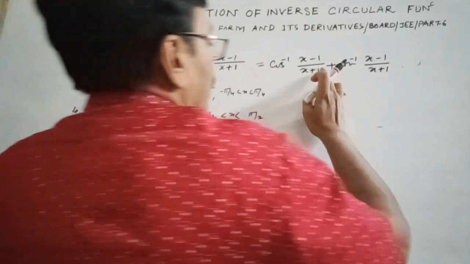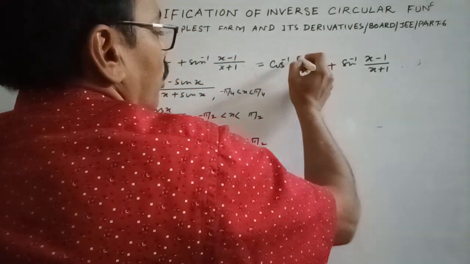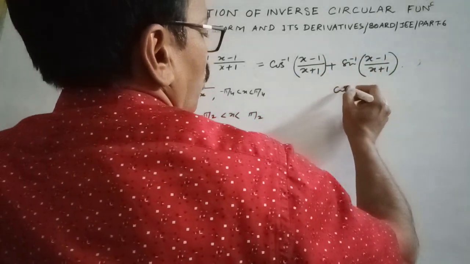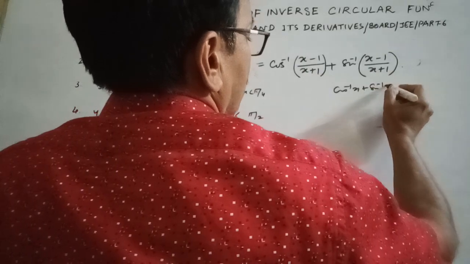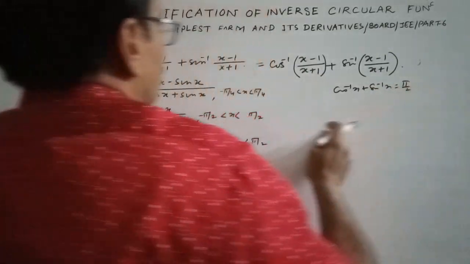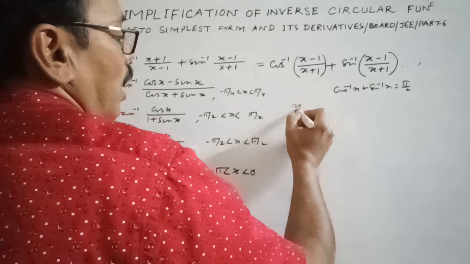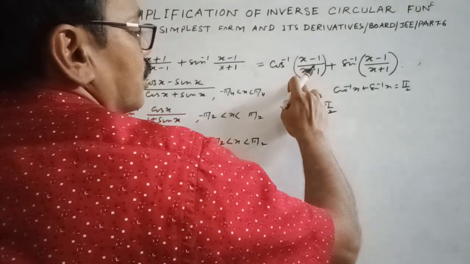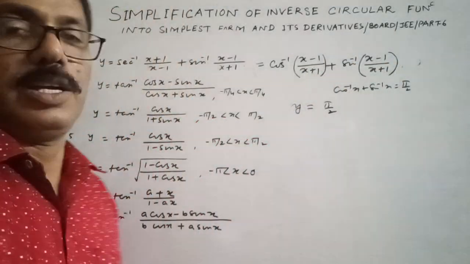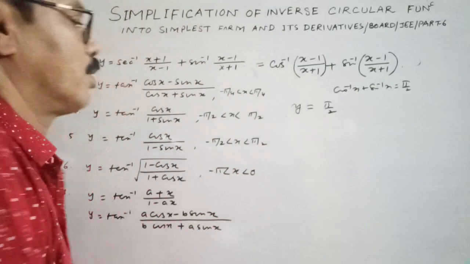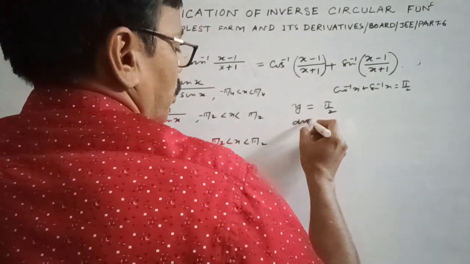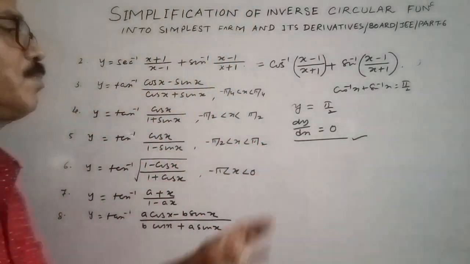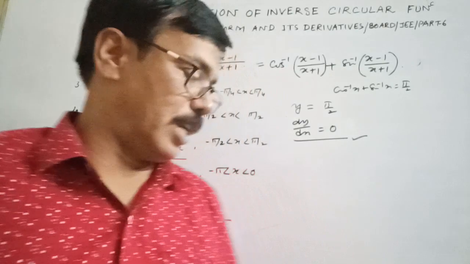What advantage we are getting? Look, they are of same argument, x minus 1 by x plus 1. Now you know cos inverse x plus sin inverse x equals to pi by 2. So if you simplify it, y equals to pi by 2. So what is the simplification? Y equals to pi by 2. So dy by dx equals to 0. So first simplify it, then perform derivative.